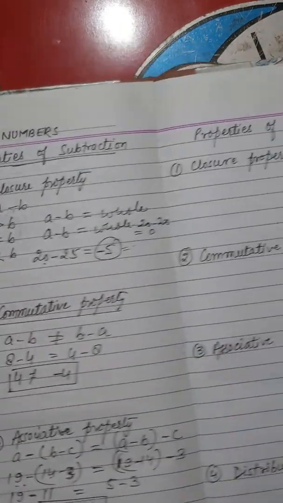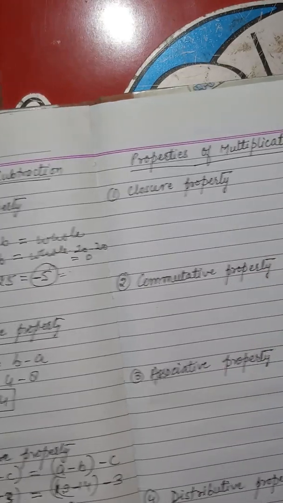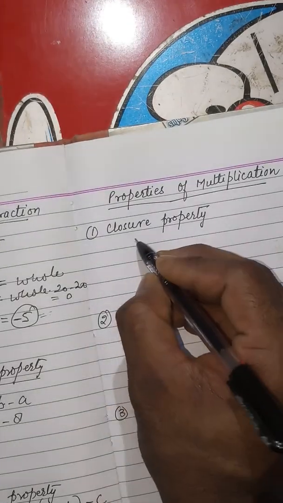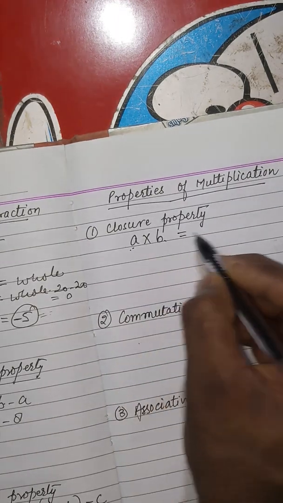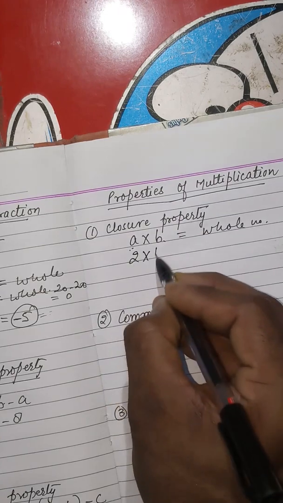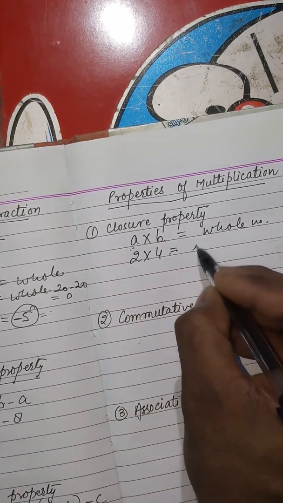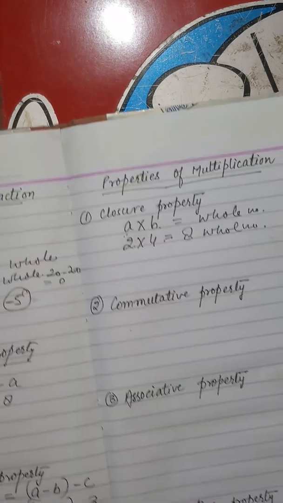Now let me look at the properties of multiplication. The first property is closure property. If a and b are two whole numbers, then the product of these two whole numbers is also a whole number. Suppose 2 and 4 are two whole numbers, then we will multiply them, 4 2s are 8, and 8 is also a whole number. It is the closure property.